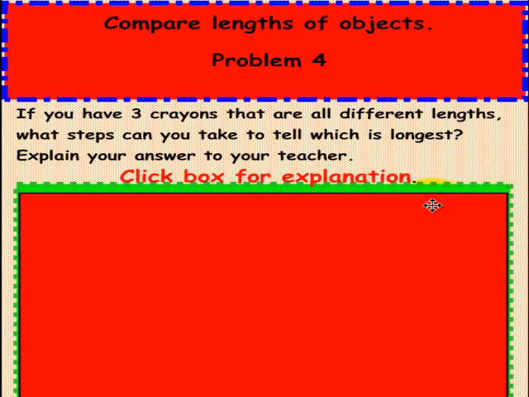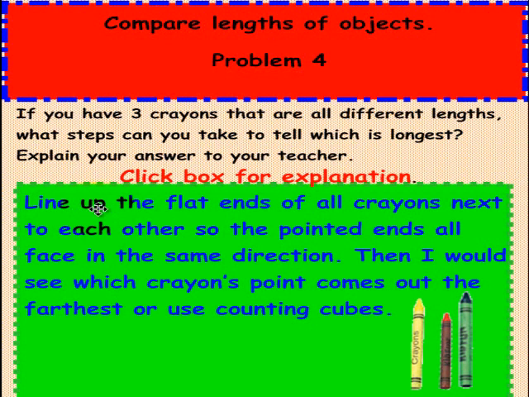Okay, let's see what we have here for you. We would line up the flat ends of all the crayons. As you can see right here, we line them up next to each other. So the pointed ends, that's the ones up here, all face in the same direction. Then I would see which crayon's point comes out the farthest, or use counting cubes. Okay, so if we look over here, let's see which one comes out the farthest. This one does. So this one must be the longest, this one must be in the middle, and the red one here must be the shortest.